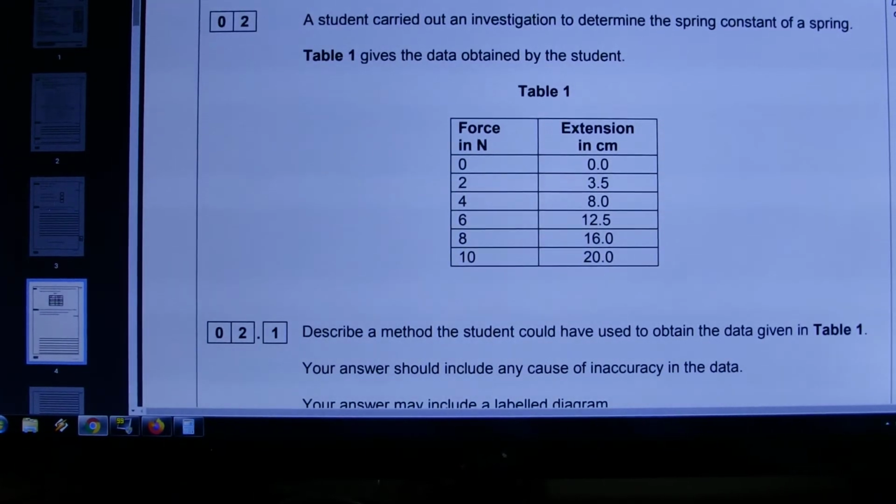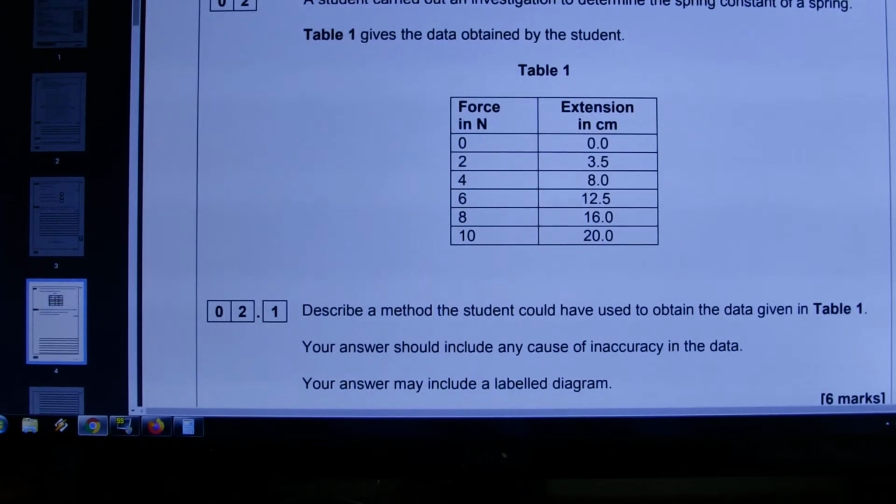Hang the spring off a thing, hang weights off the bottom of it. Well, the thing you use to hang the weights on isn't necessarily constant. It has weight of its own. Your weights aren't necessarily perfectly weighed. You have to hang a ruler down next to it, and you can't necessarily measure it accurately by eye. Might introduce parallax errors, as in other paper.